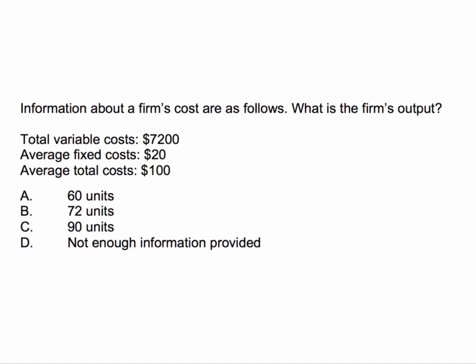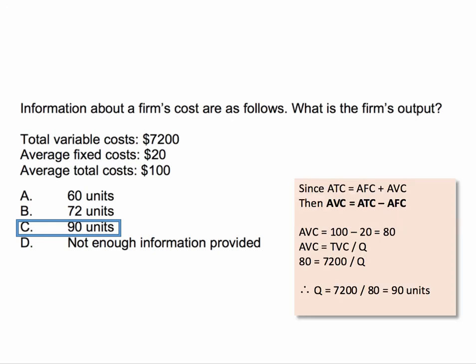Okay, so what do we get for this question? The right answer is the output level of the firm is 90 units. The answer is C. Hope you got this right. Let's work through the little bit of number crunching needed.